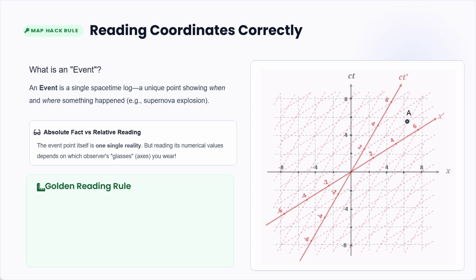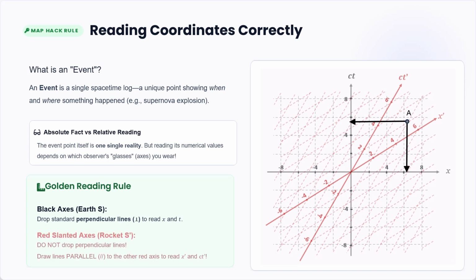However, when reading the numerical values for the time and location of that point, depending on whether you read it through Earth's glasses using the black axes or the rocket's glasses using the red axes, the coordinate values will shift dramatically. When using the black axes, which intersect at right angles, you just read them as usual. But when reading coordinates from the slanted red axes, you don't drop a perpendicular line. Instead, draw a line parallel to the other red axis until it hits the target axis. That is the absolute golden rule of this map hack.